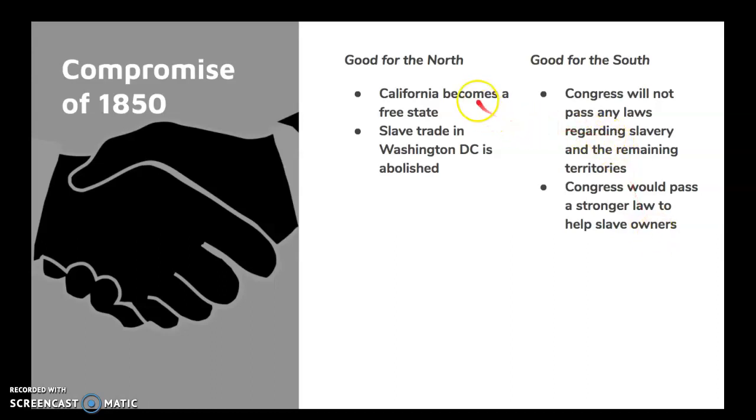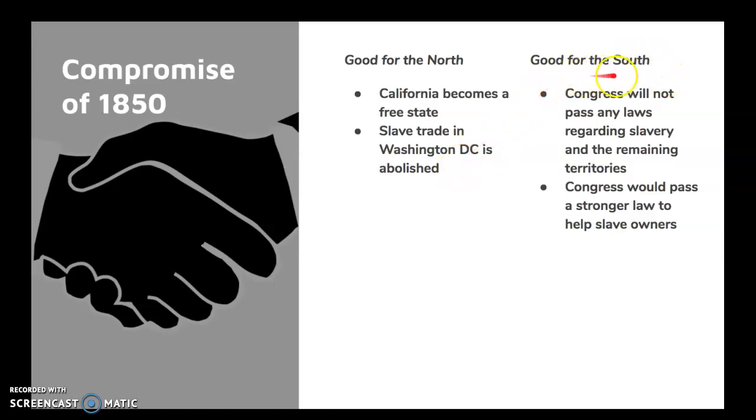So, what are the good parts of the Compromise of 1850 for the North? Well, California, the entire state of California, not just the North, California itself becomes a free state. And the slave trade in Washington, D.C. is abolished. No more slave trade in the nation's capital, although it is a southern city, as you know.